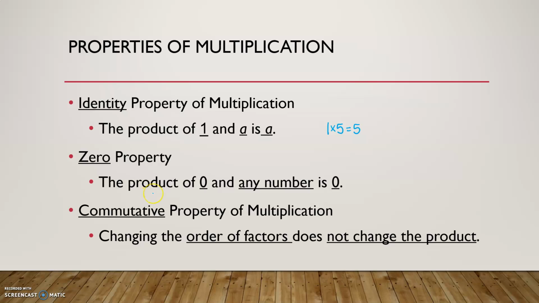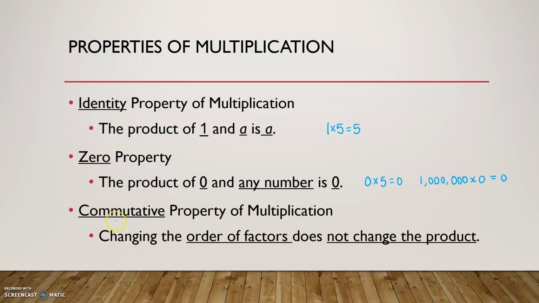The 0 property says that the product of 0 and any number is 0. So 0 times 5 is 0. And it doesn't matter what I multiply 0 by, it's going to give me 0. Even if I multiply it by 1,000,000.